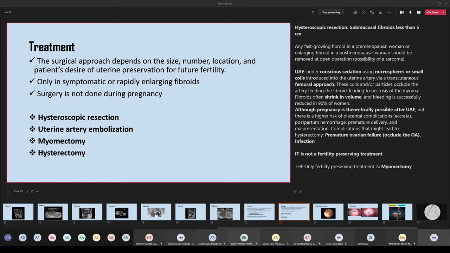Regarding the ovaries, do we remove the ovaries or keep them? Usually, we keep them in younger patients because we need the hormones to prevent menopausal symptoms. But if the patient is menopausal, we can remove the ovaries. Do you have any comments, doctor?